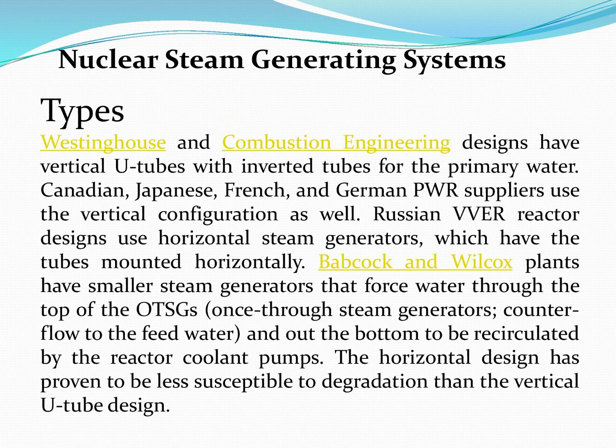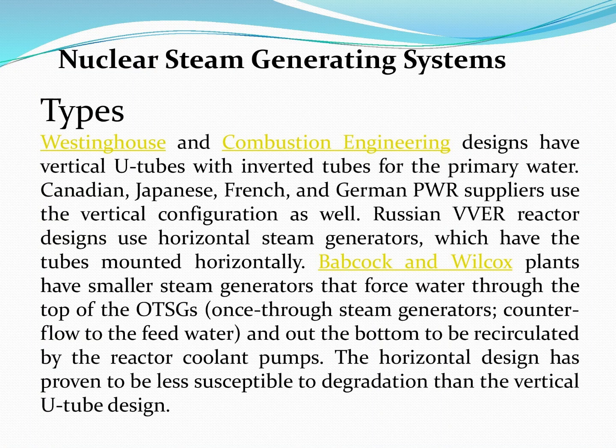Types. Westinghouse and Combustion Engineering designs have vertical U-tubes with inverted tubes for the primary water. Canadian, Japanese, French, and German PWR suppliers use the vertical configuration as well. Russian VVER reactor designs use horizontal steam generators, which have the tubes mounted horizontally.